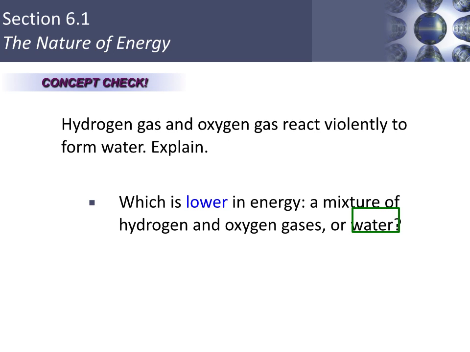You should have said that water was lower in energy, and this is because a lot of energy was released in the process when the hydrogen and oxygen gases reacted, and you would get that cue by reading that hydrogen and oxygen gas reacts violently. So there is a violent reaction where water is released, so the products are going to be lower in energy.